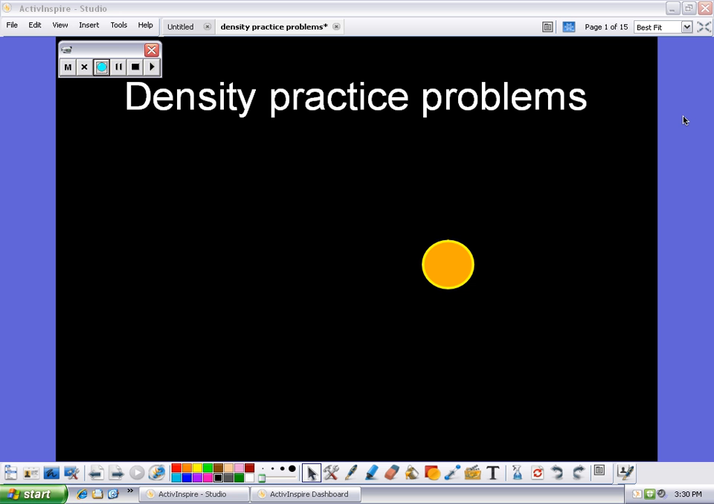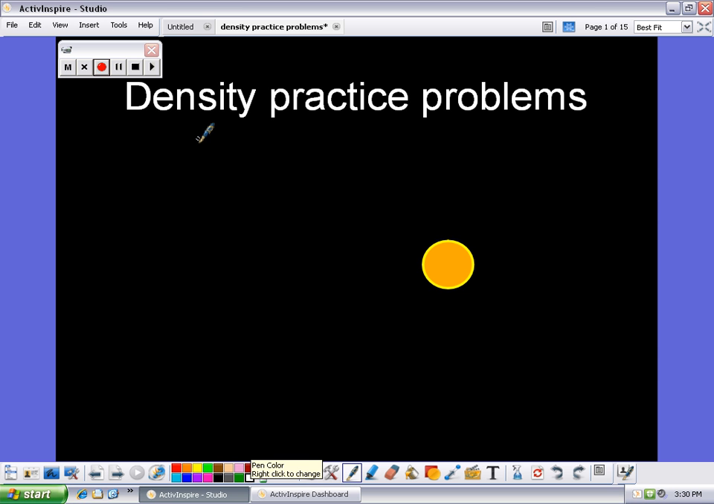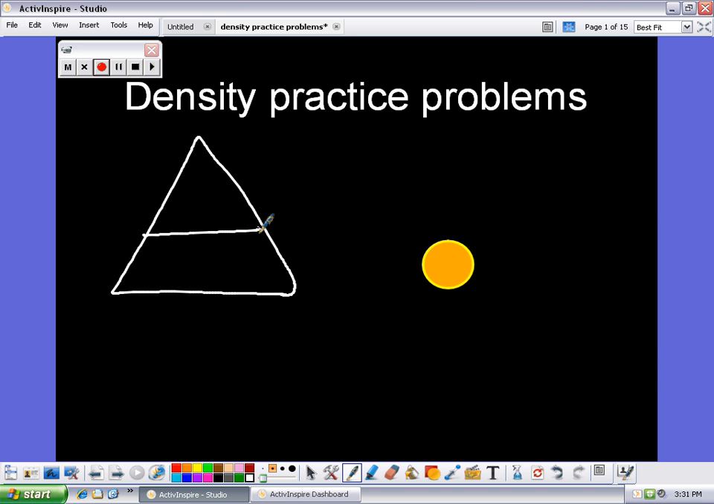This is to go over density practice problems to get you used to using the formula and knowing how to solve for the different variables. Referencing our equation triangle, our equation for density is mass divided by volume. You plug it into the density triangle, the formula triangle, and you have density, mass divided by volume.